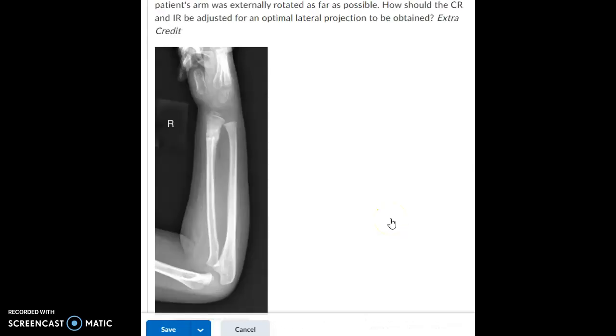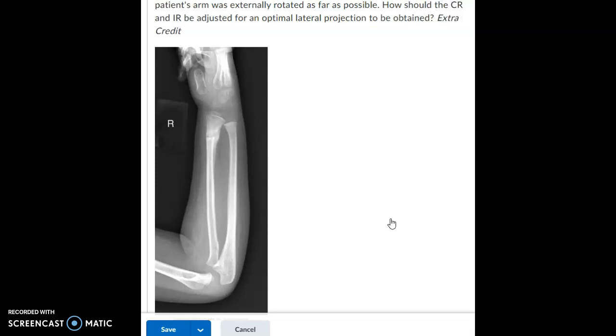So again, with this extra credit, we're looking to determine how we can adjust that central ray and that IR so we get that optimal lateral image. Okay, so with that being said, a lot of you discuss cross table imaging, which is perfectly fine. I find it a lot more comfortable for the patient. Sometimes you do end up taking two projections depending on where the fracture is, and you send both. So those are all correct answers.